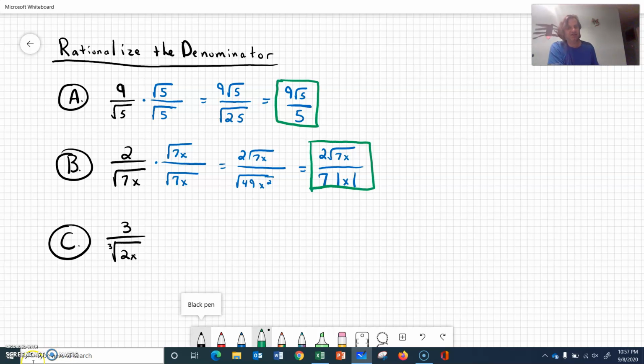So the final answer there, 2 times the square root of 7x all over 7 times the absolute value of x. And those 7's can't reduce because one of them is the square root of 7 and one of them is 7.